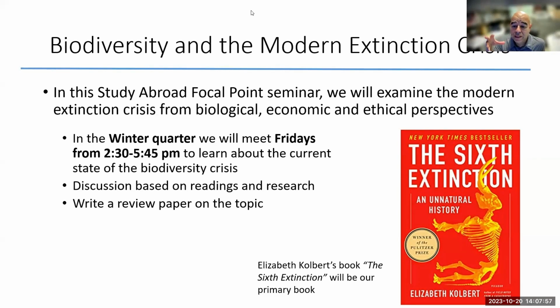So it's a seminar, so most of what we'll do is spend time discussing. We're going to have reading assignments. We're going to read The Sixth Extinction, a book by Elizabeth Kolbert, and this book won the Pulitzer Prize, so it's a very well-written book. It goes over the extinction crisis, and then some case studies about what's happening and how people are trying to deal with it.